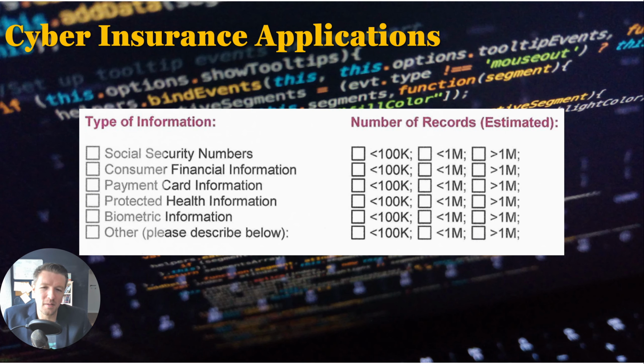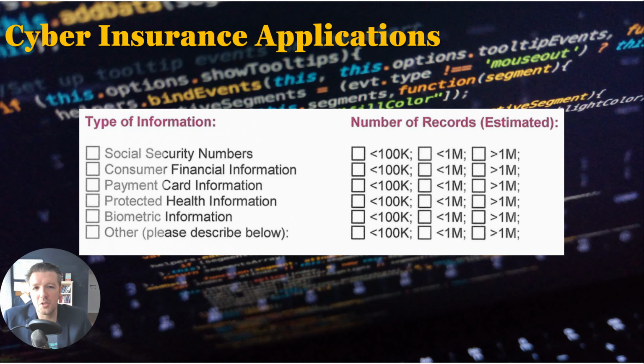You'll also see it on a Tech E&O application. And you'll see that they're asking for different types of information and number of records estimated. Depending upon the type of application you have, there could be different types of information listed. It could be more general. It could be more specific. And in this particular instance, you'll see it in bands: less than 100,000, less than $1 million, or over $1 million. Some applications will ask you for exact specific numbers.